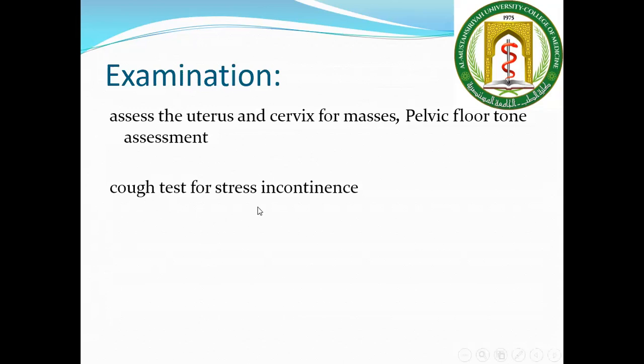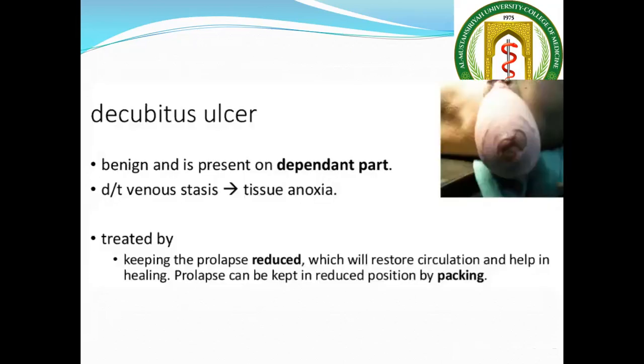Cough test for stress incontinence. Ask the patient to cough and inspect the urethra for any leakage of urine. The patient should have a full bladder. If the urine leaks, the stress incontinence test is positive. Decubitus ulcer: you see here, this is the procidentia, with friction here, so this is ulcerated skin.